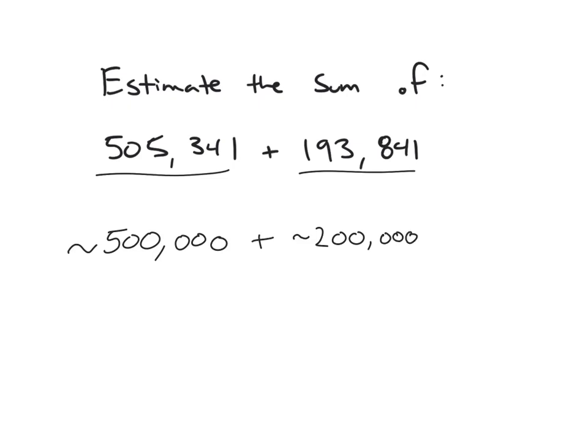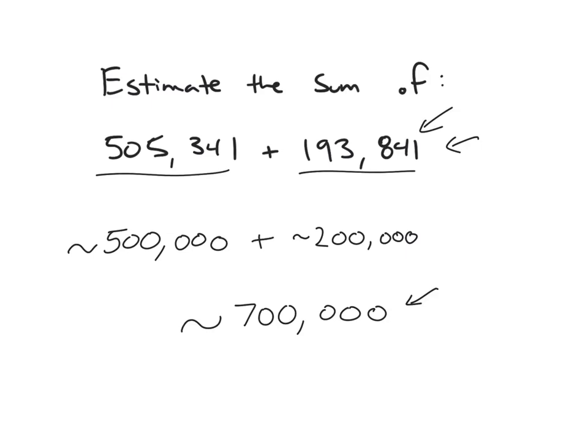So now that I've rounded both of these numbers to the nearest 100,000, it's really easy for me to add 500,000 plus 200,000. So I know the answer to this problem right up here is approximately 700,000. Now, why is this helpful? Well, if I were to add these two numbers and I got something that was in like the 3,000s, I would know that I had made a mistake somewhere because my estimate told me that it should be around 700,000.